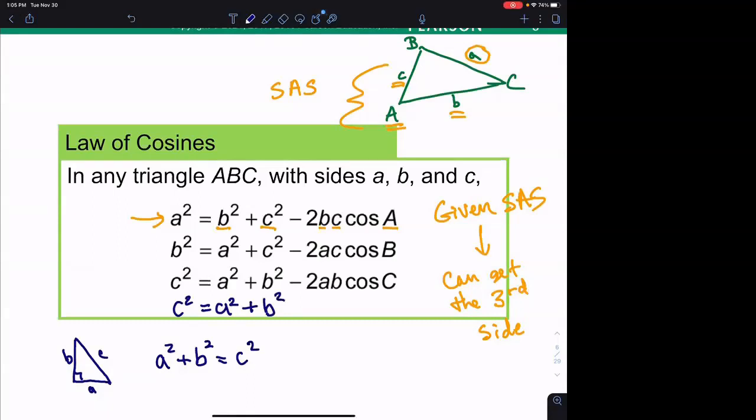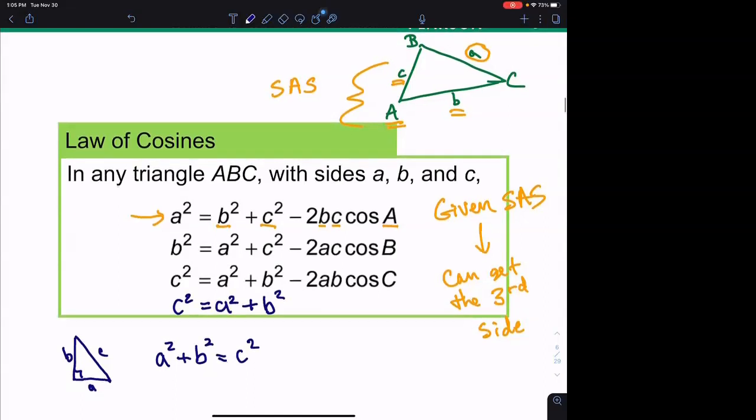Well, notice how this compares to the c-squared version of the law of cosines. The idea here is that in a right triangle, angle C would be 90 degrees. If angle C is 90 degrees, well, then that whole term on the right there becomes a 0. So the Pythagorean theorem is basically the law of cosines, where the angle in between the two sides given happens to be a right angle. And then you're solving for the hypotenuse to get the third side.